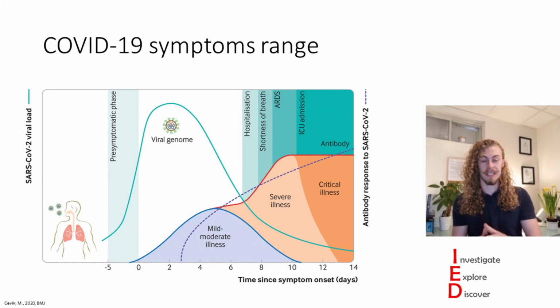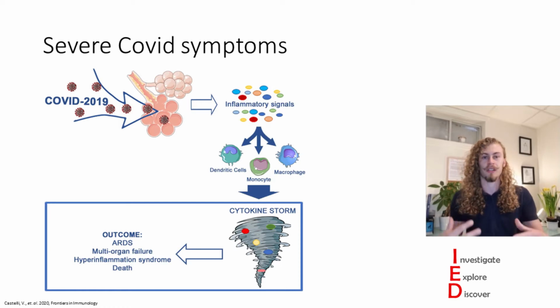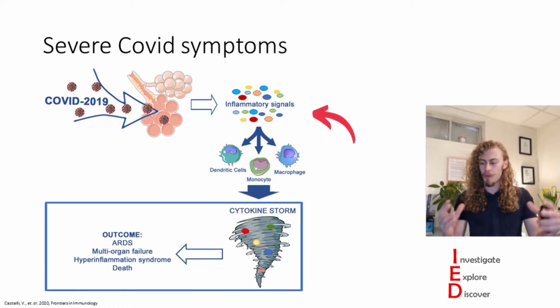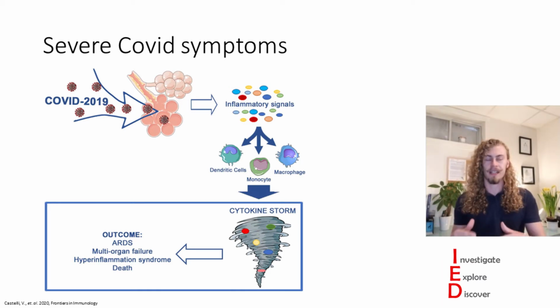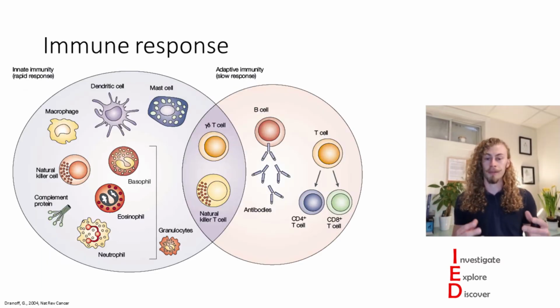Now, this increase in disease manifestation is typically brought about due to COVID-19 causing an increase in inflammatory signals, which overactivates our immune system to cause something called a cytokine storm. And cytokine storms are not specific to COVID-19. Cytokine storms can happen from many different infections, like sepsis, for example. Cytokine storm can lead to many severe outcomes, such as acute respiratory distress syndrome, thrombogenesis, multi-organ failure, hyperinflammation syndrome, shock, and death.